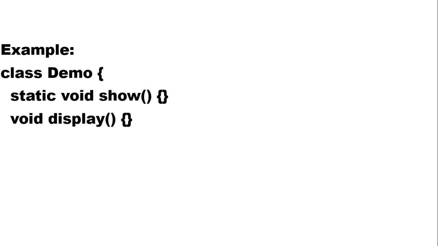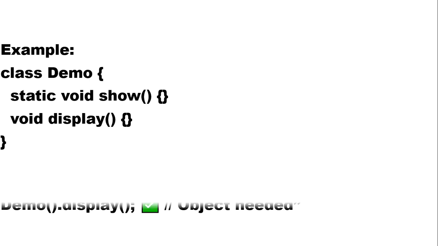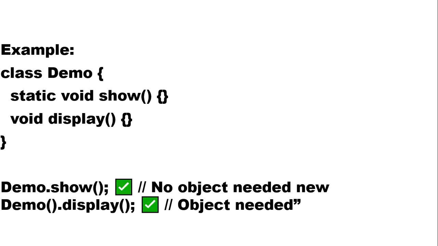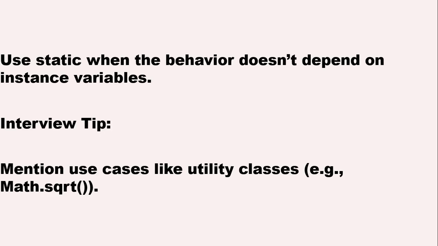So, for example, class Demo. Here a static void show method is there, and void display. So show is a static method and display is a non-static method. If you want to call the show method, you can directly call it using the class name, Demo. But if you want to call the display method, then you need an object to call it.